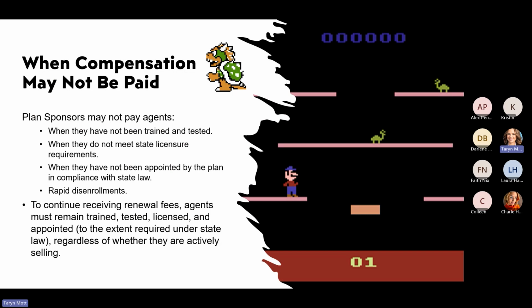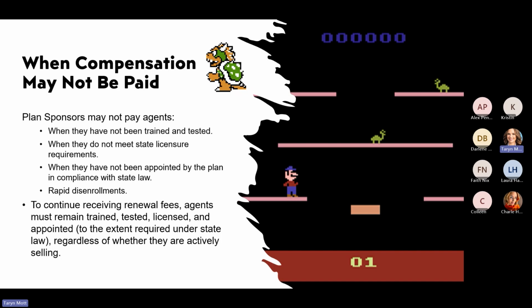When compensation may not be paid is when an agent has not been trained and tested, does not meet state licensure requirements, when they have not been appointed by the plan in compliance with the state law, and rapid disenrollments.